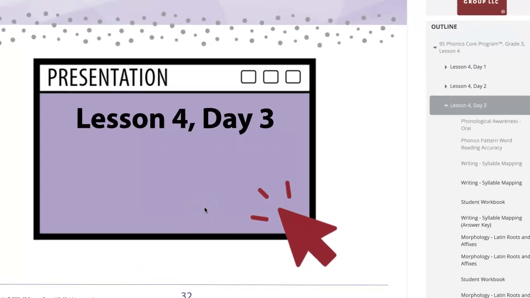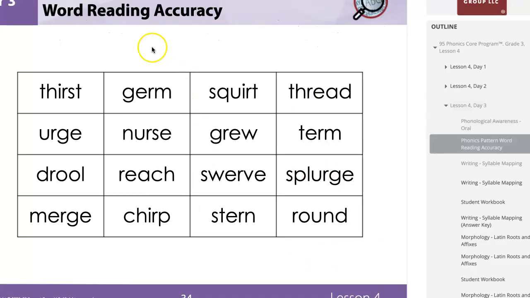Alright, boys and girls, make sure you're on the correct page in your phonics journal, and we're going to begin. I'm going to say a word, and you're going to repeat after me. Thirst, germ, squirt, thread, urge, nurse, grew, term, drool, reach, swerve, splurge, merge, chirp, stern, round.